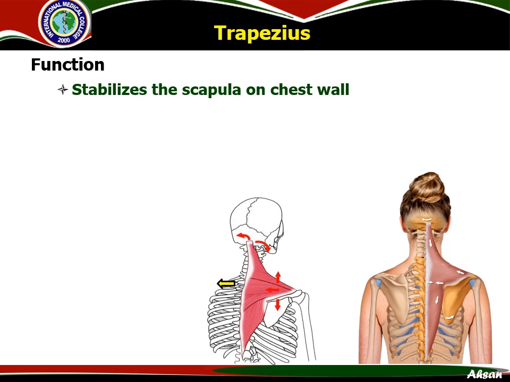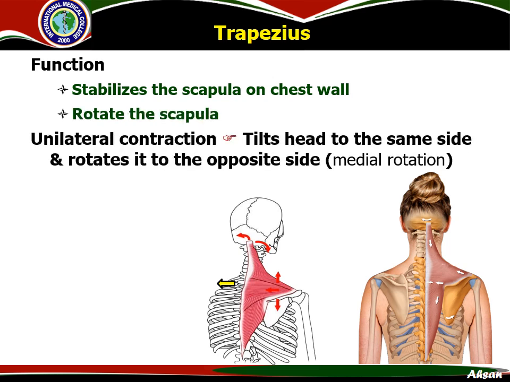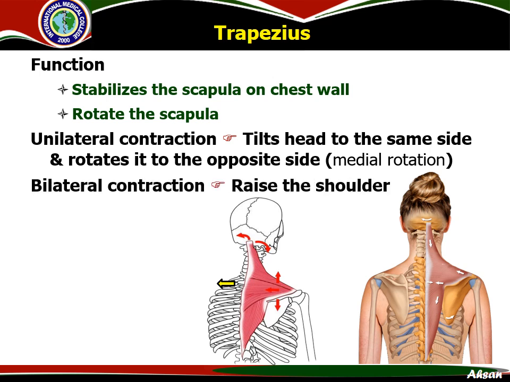Trapezius has control over the scapula, and it stabilizes the scapula on the thoracic wall. It rotates the scapula. So on unilateral contraction, it tilts the head to the same side and rotates it to the opposite side, called the medial rotation. When it contracts bilaterally, it raises the shoulder up.